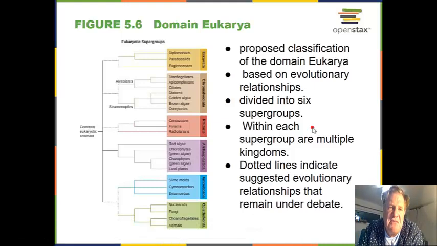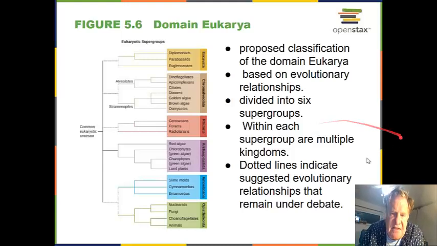In the domain Eukarya, we have a number of groups. This is a proposed classification of the domain Eukarya. It's based on evolutionary relationships, divided into 6 supergroups. Within each supergroup there are multiple kingdoms. The dotted lines suggest uncertain relationships.